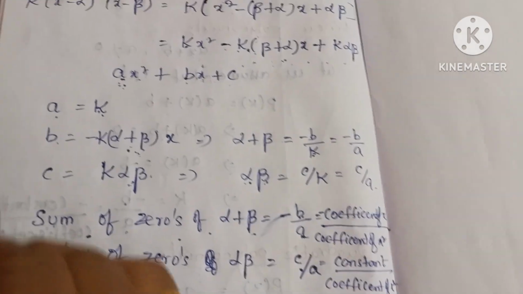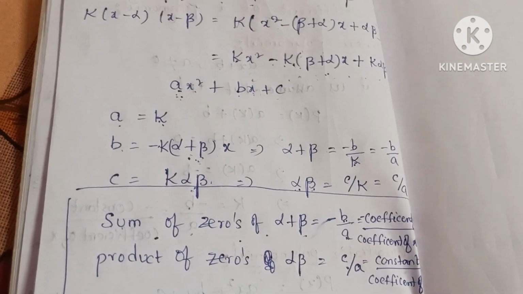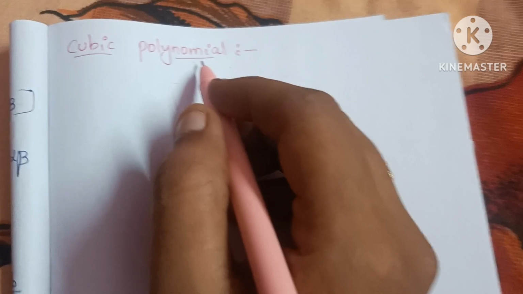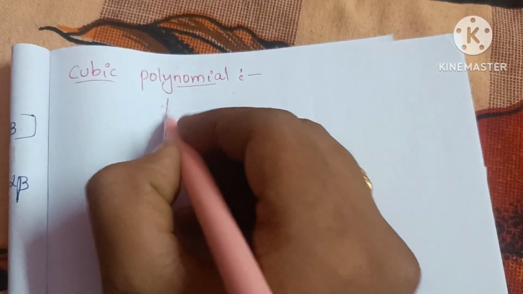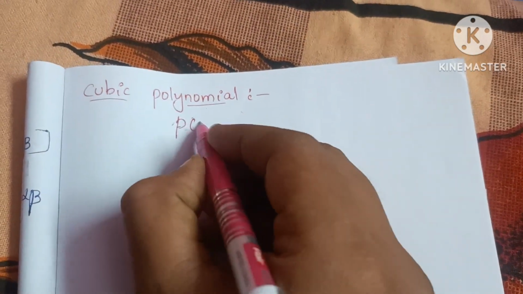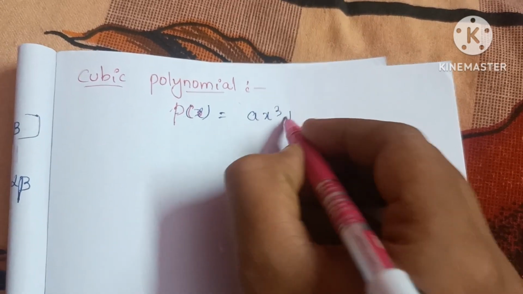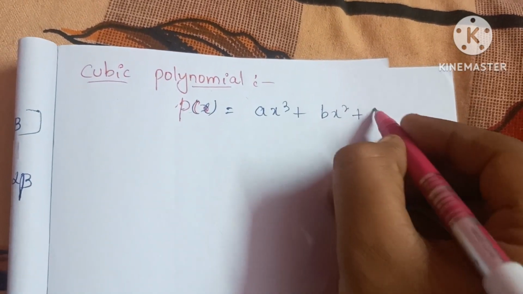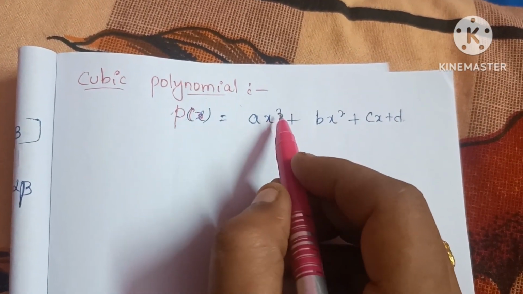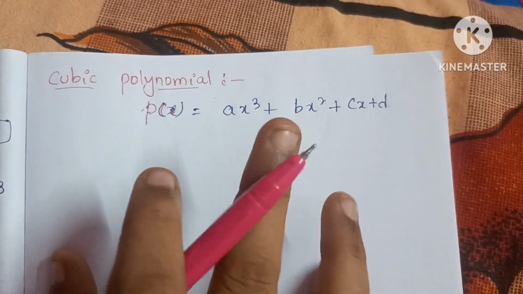Coefficient of x square. This is the quadratic polynomial. What is a cubic polynomial? What is the standard form of a cubic polynomial? p of x equals ax cube plus bx square plus cx plus d. Why? Because a cubic polynomial means degree is 3. Degree 3 means it will have 3 zeros.